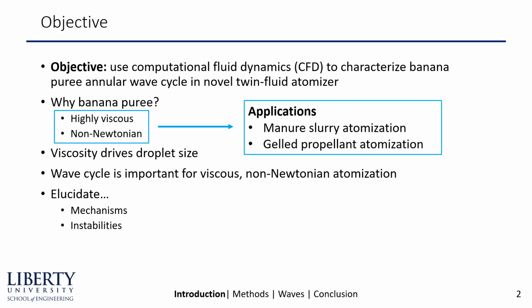Some applications for these sorts of fluids are manure slurry atomization for energy conversion and fertilizer production, and also gelled propellant atomization for aerospace. Viscosity is important for atomization processes because it drives droplet size and is a retarding force for atomization. This wave cycle becomes very important for atomization of viscous non-Newtonian fluids. So we want to elucidate mechanisms and instabilities surrounding this wave cycle in this atomization process.